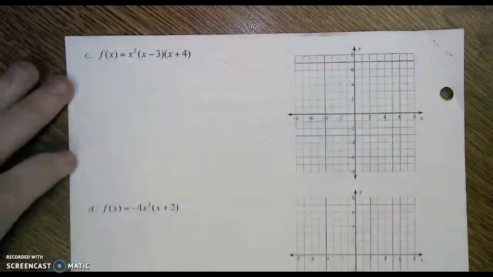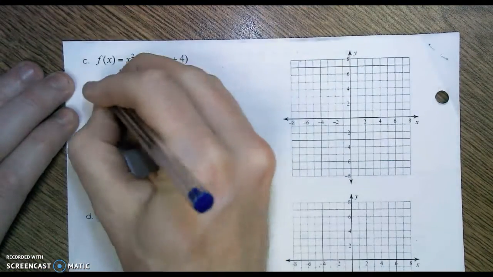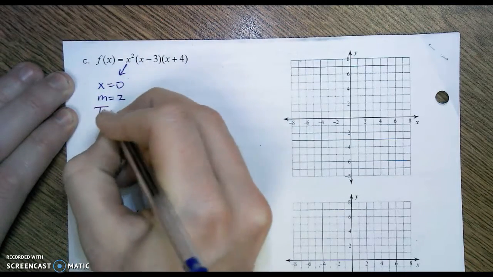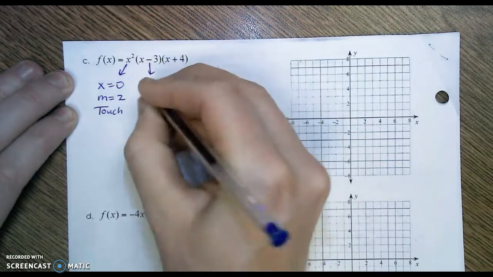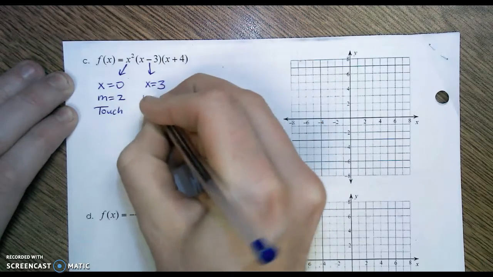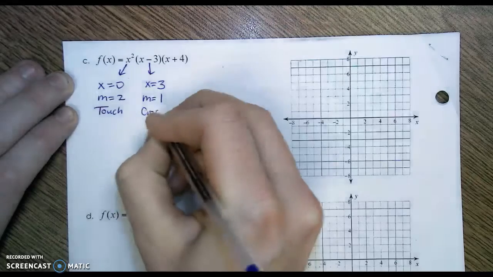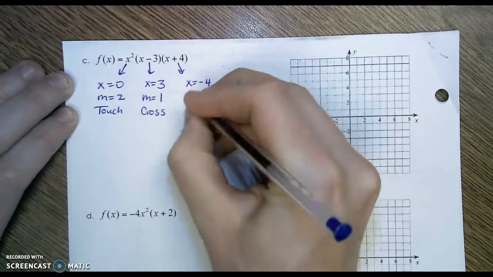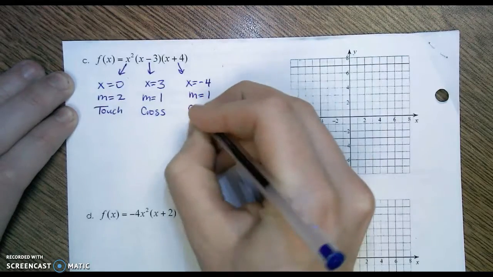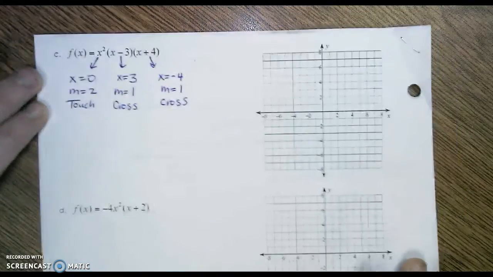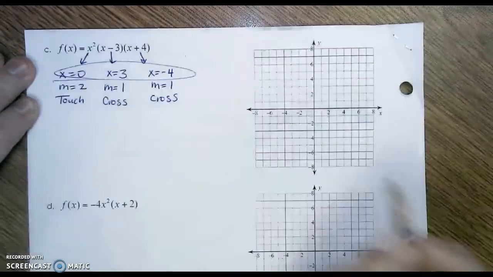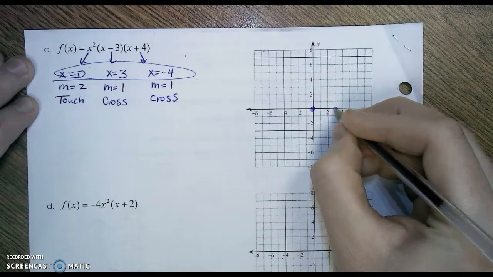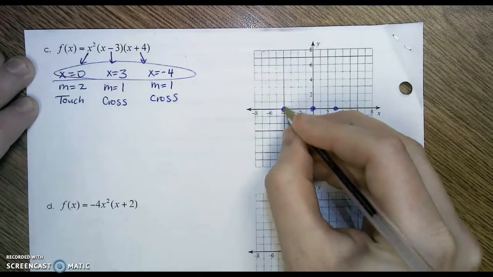So here we have x equals 0, which would be multiplicity 2, which means it touches. Here we have 3, which would be multiplicity 1, and cross. Here I have negative 4, multiplicity 1, cross. So let's plot those 3 x-intercepts. So we've got 0, we've got 3, we've got negative 4.